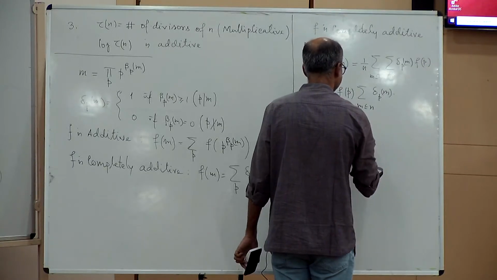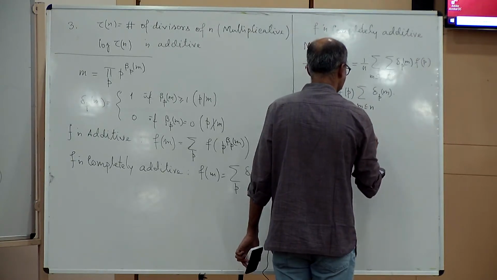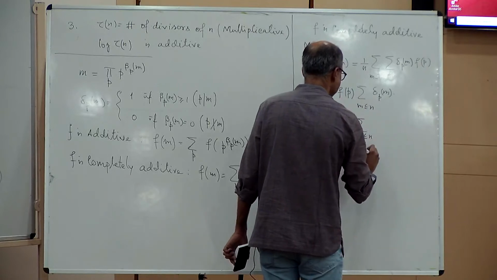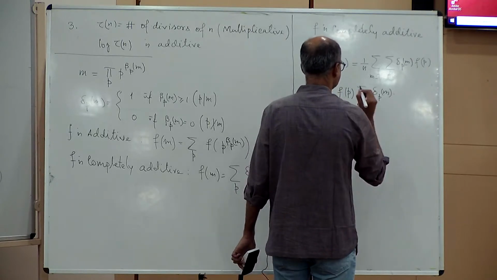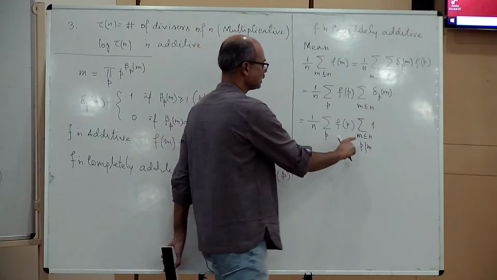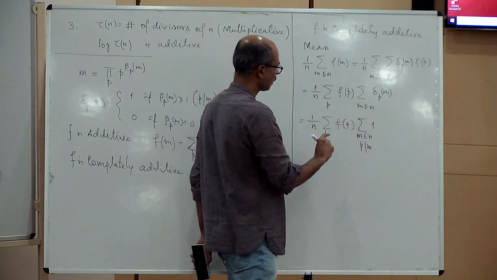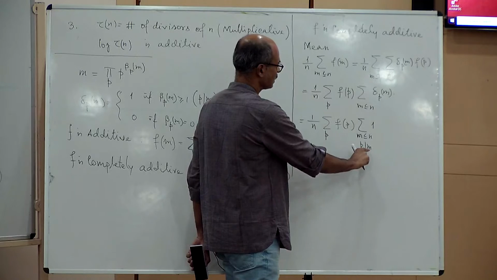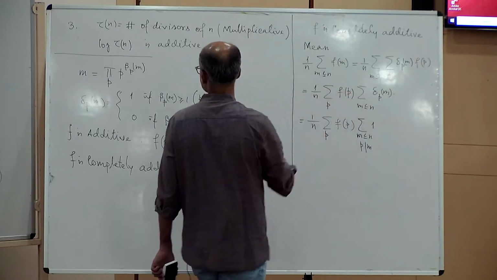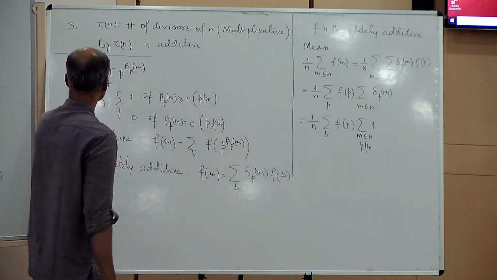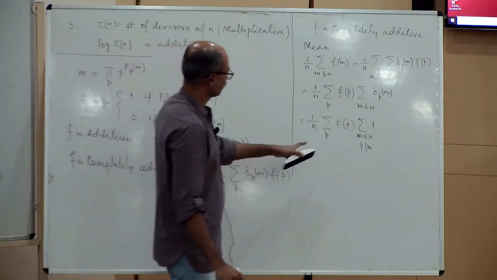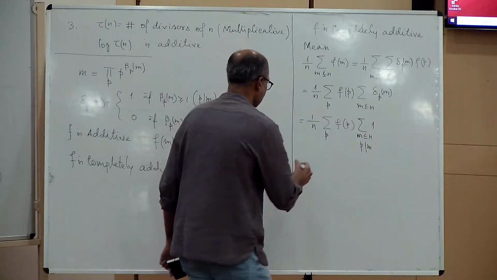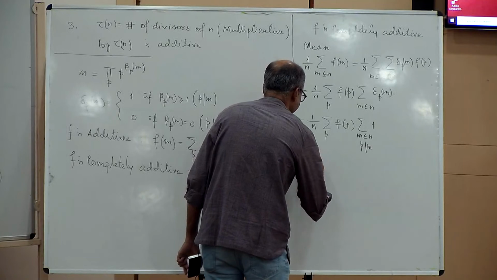So, then this is the sum over m less than or equal to n such that p divides m of 1. For all these integers m less than or equal to n, if p divides m you count 1. So, that is exactly the function delta p of m. So, you have this, and how much is that?